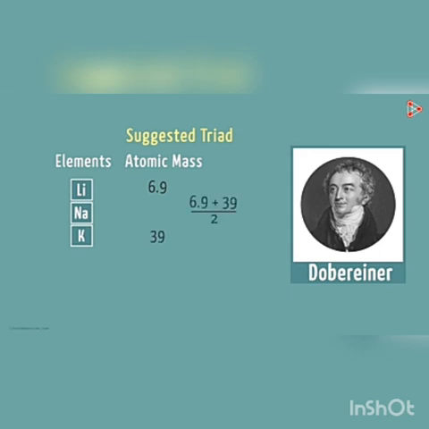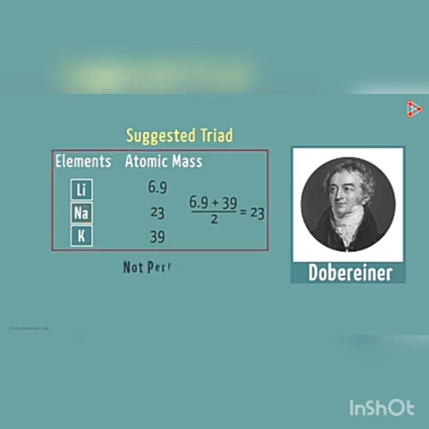So if you take their average, what would you get? Yes, you get 23, and 23 is the atomic mass of sodium. And this is exactly what Dobereiner had in mind when he framed the triads. However, this is not a perfect method of classification because not all elements follow this principle when arranged in triads.